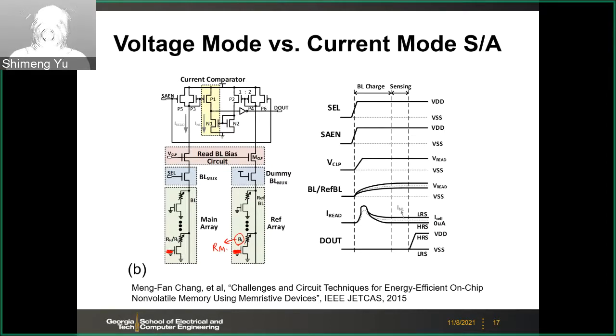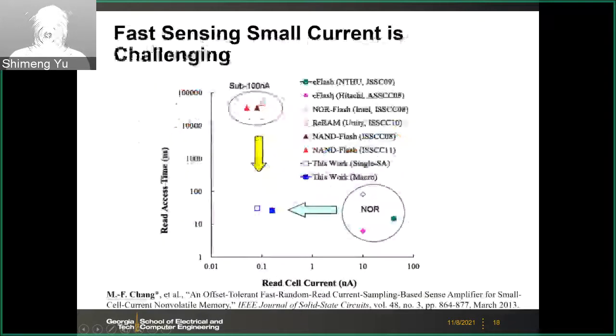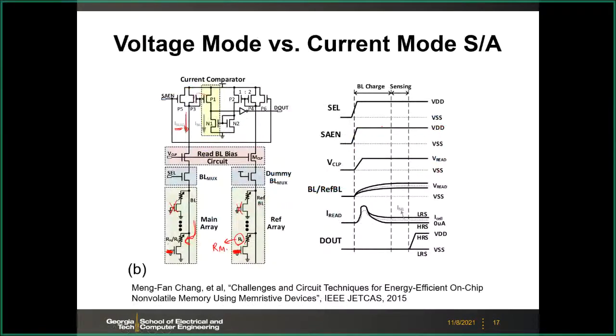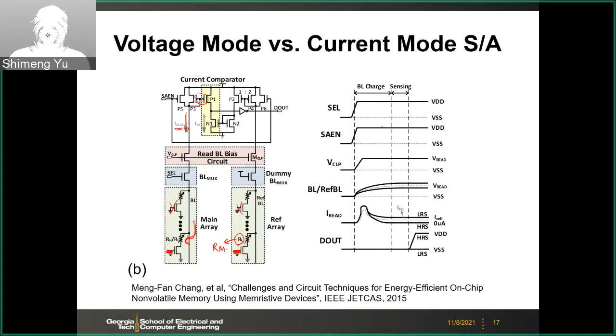So here, let's say this will be off. Depending on the resistance, high or low, you will have different current flow here. This current is the read current from the cell. This is one branch, so the same current. Here you have another mirror. This mirror will mirror the current here. And similarly, from the reference side, you have current here, and you have a mirror.